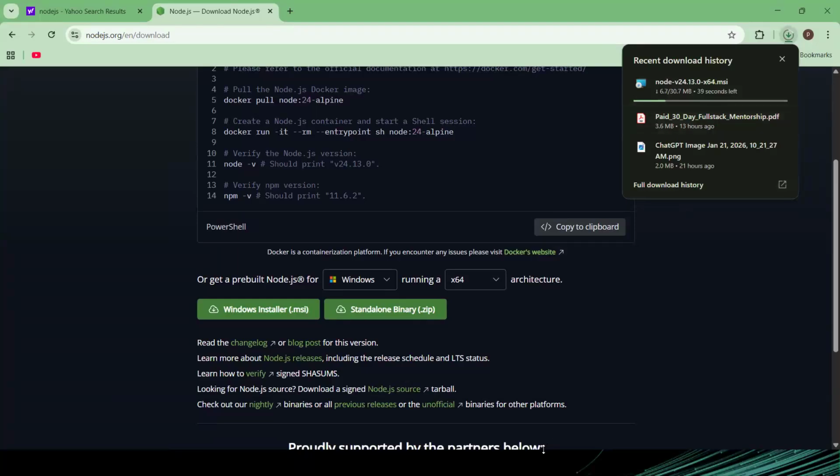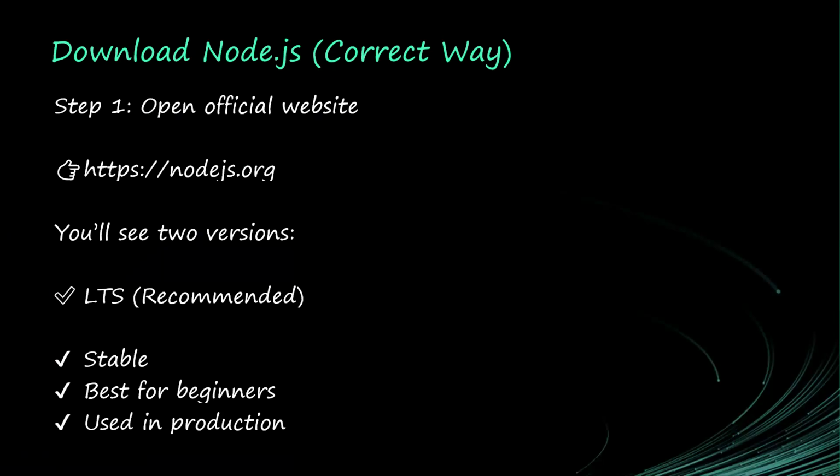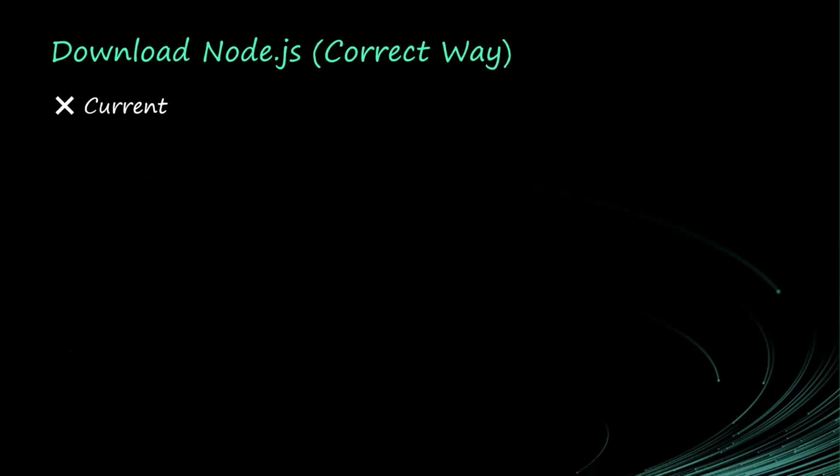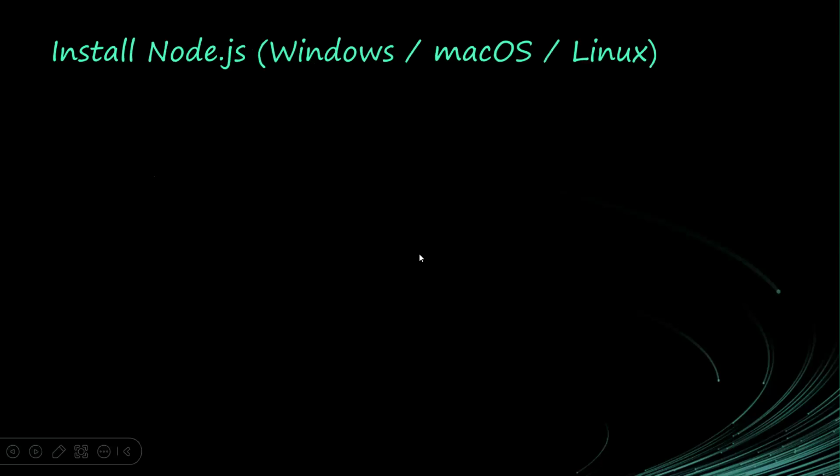While it is downloading, let's go back to our slide. The LTS is recommended. It is stable. It is best for beginners. It is used in production. Don't select the current. The current is what Node.js is still experimenting with. It's not recommended for beginners. It is professionals that can use the current. Whenever they create a new version, they will be testing it, and whenever they are sure that it is working very fine, they can make it LTS. So always choose the LTS version.